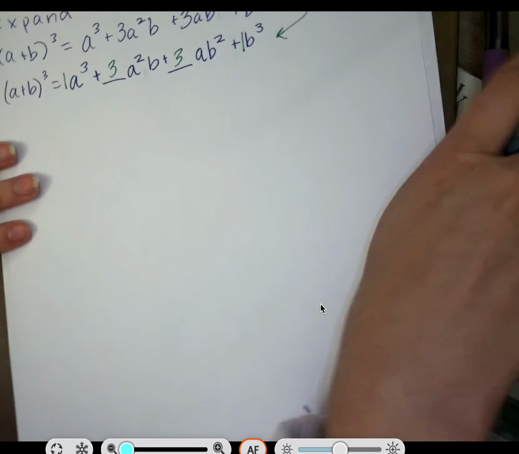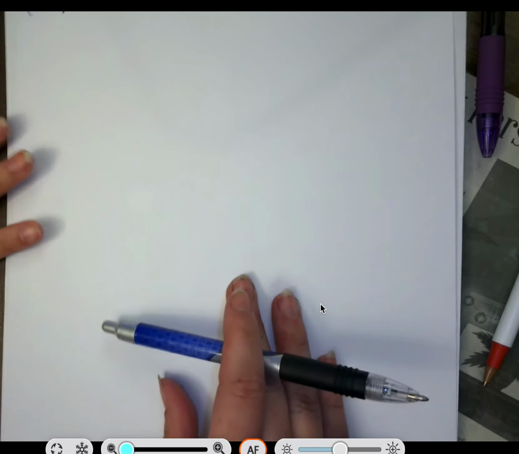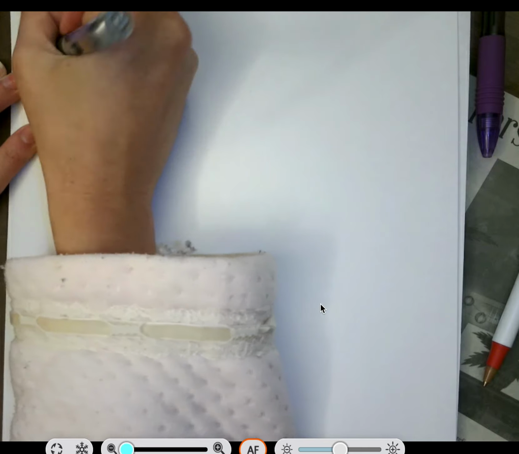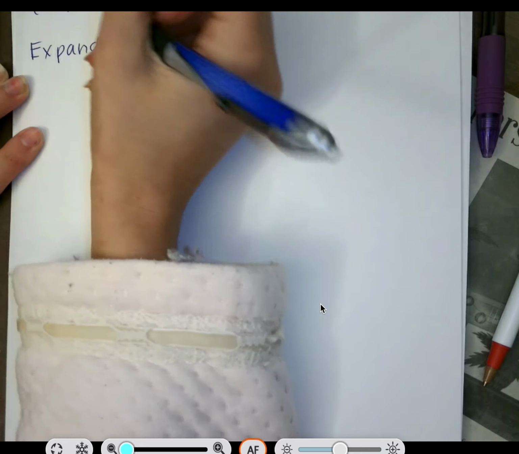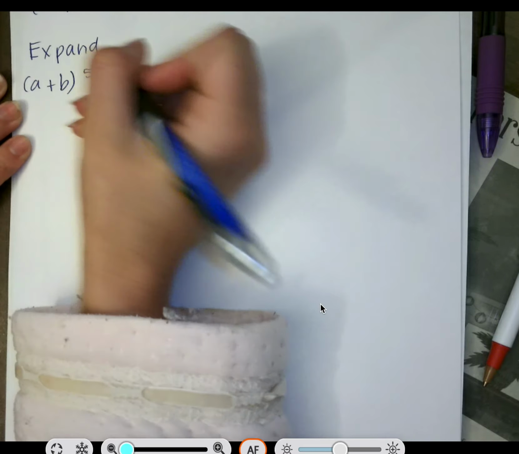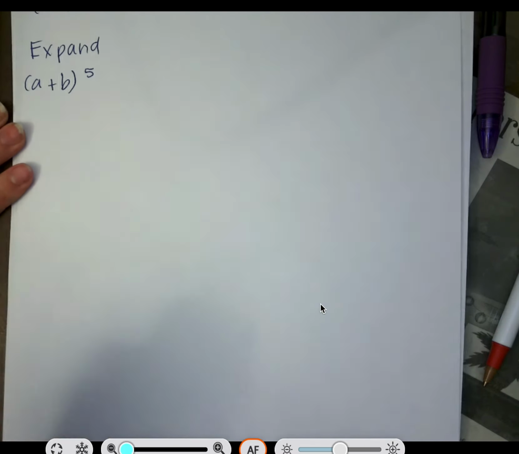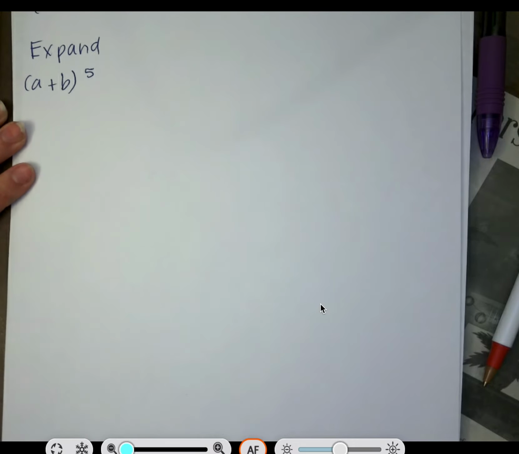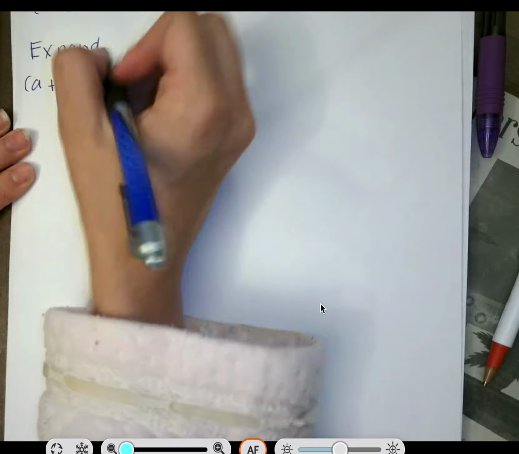Let's look at one more example with the a's and the b's. This time, let's expand a plus b to the 5th power. Now, we don't have a way to check it out unless we want to go through and do the old-fashioned multiplication. I personally don't, but if you don't trust me, go through and feel free to do it.